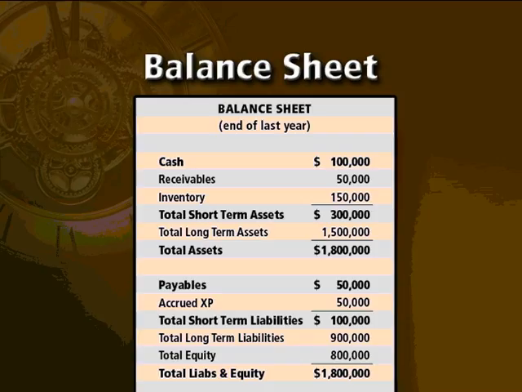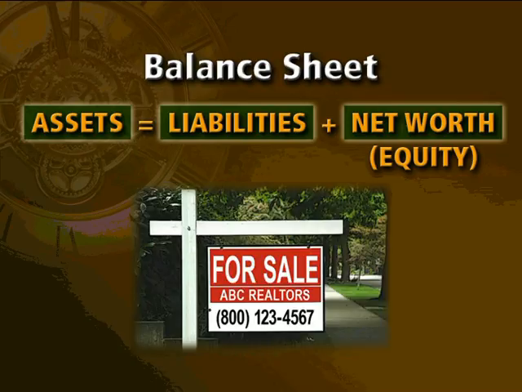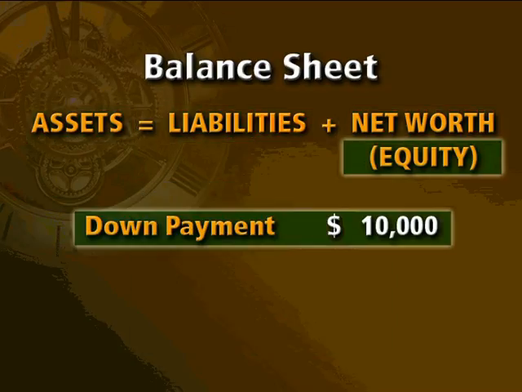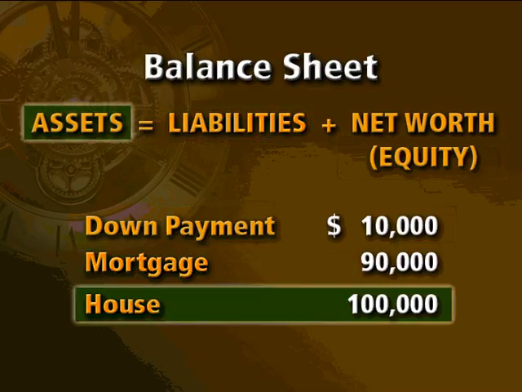A perfect example of the balance sheet is the purchase of a house for $100,000. You borrow $90,000 in the form of a mortgage. You put down $10,000 in the form of equity or down payment to buy the $100,000 house. The $100,000 asset, the house, equals a $90,000 liability, the mortgage, plus $10,000 of equity or down payment.